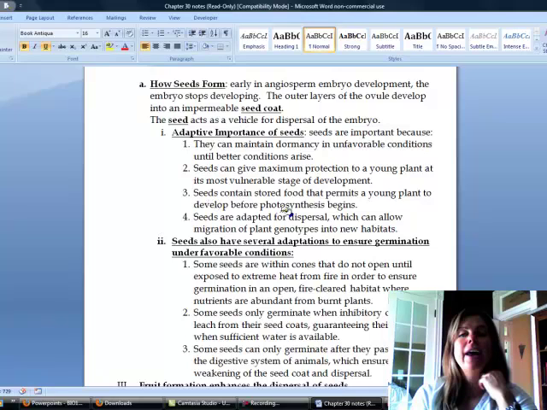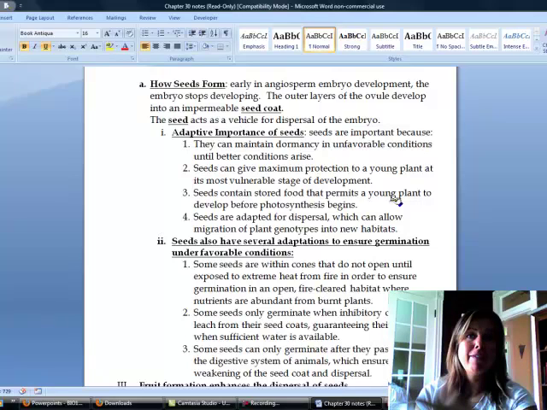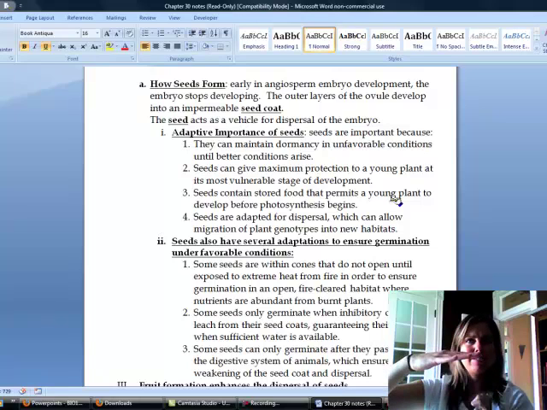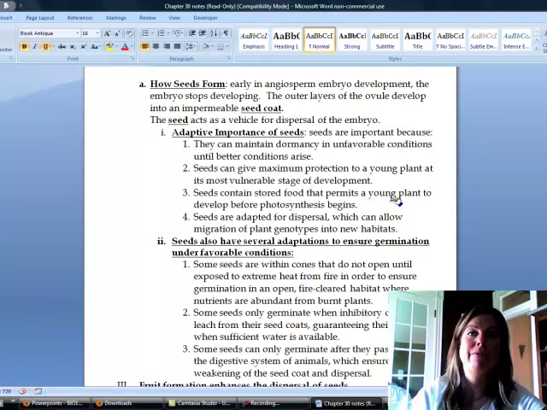Now another one is that the seeds are going to have food that's going to permit that plant to grow without having to do photosynthesis. So let's say this is the surface of the soil and you plant the seed down here. It better have enough food in that seed for the plant to grow up to here, because up to here it has not done photosynthesis. Once it goes through, then it's going to be doing photosynthesis, and it's fine. But that's why if you ever planted seeds and maybe you planted them too deep and they never came up, most likely they ran out of energy because they couldn't photosynthesize. All right? And then the fourth reason is that seeds are adapted for dispersal, which I've already mentioned.